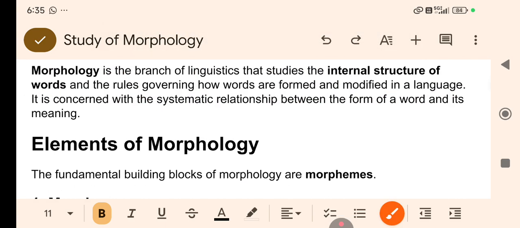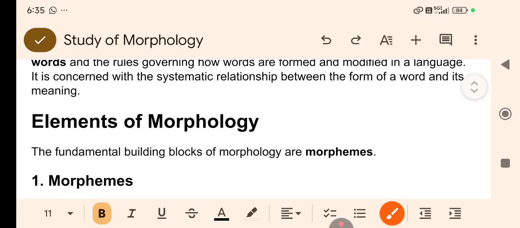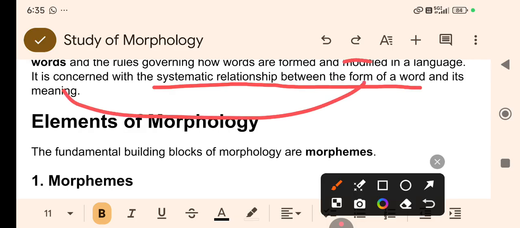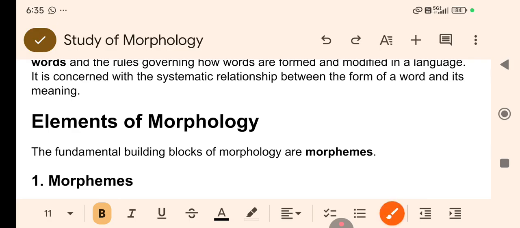So we'll see that it is concerned with the systematic relationship between the form of a word and its meaning. It's very systematic. There is a rule between form and meaning. That means how a word is formed and how it retains the meaning, which is part of morphology.